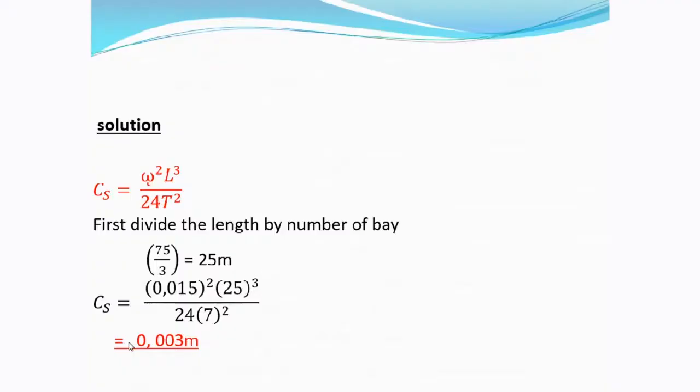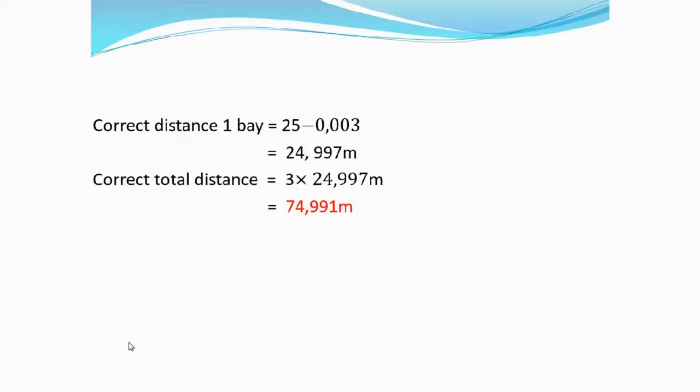Let us look here. Now we have to find the correct distance, because we are required to find the correct distance for 3 bays. First we need to find the correct distance for 1 bay. The correct distance for 1 bay is equal to, you take the length for 1 bay, which is 25, minus the correction, which is 0.003, which will give us 24.997 meters.